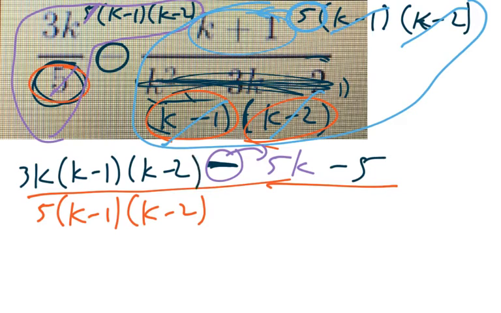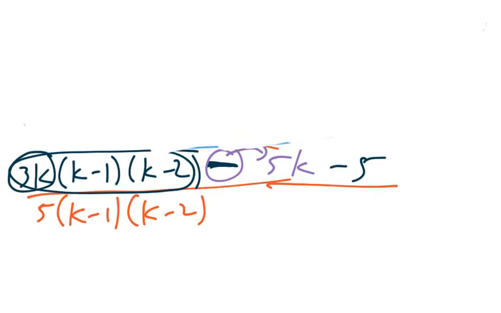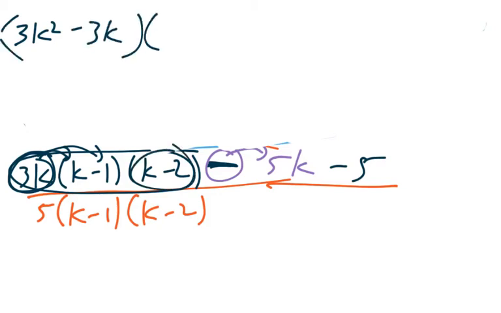What's next is we've got to distribute and put all of that together. Let's see what we get here. So this is going to take a little work on my part. I paused the video to clean up the screen a little bit. So here we go. 3k, I'm going to distribute that first. So I have 3k squared minus 3k. I still need to times it by k minus 2.